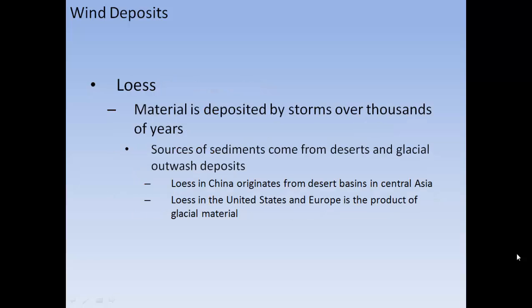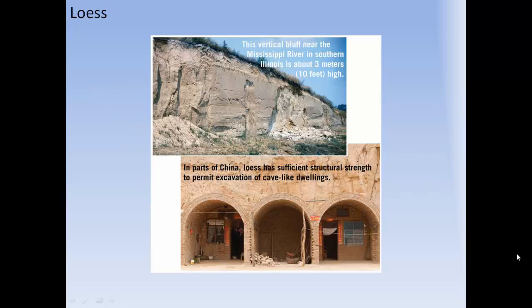Loess is material deposited by storms over thousands of years. Sources of sediment come from deserts and glacial outwash deposits. Loess in China originates from desert basins in Central Asia. Loess in the United States and Europe is a product of glacial material. Here's a vertical bluff of loess on the Mississippi River, 3 meters high. Loess has sufficient structural strength for excavation of cave-like dwellings, but it is made of silt and smaller sized particles.